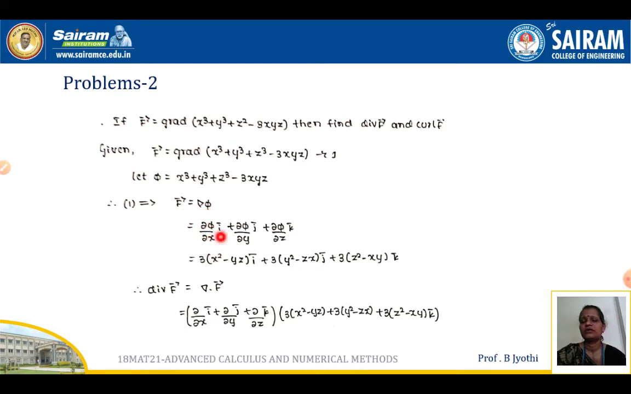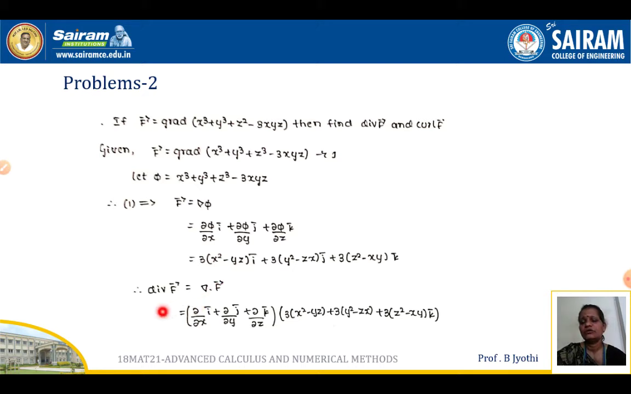So dou phi by dou x i plus dou phi by dou y j plus dou phi by dou z k. That is, phi needs to be differentiated with respect to x and multiplied with i, with respect to y and then j, with respect to z and then k. So when we do that, we get this result.